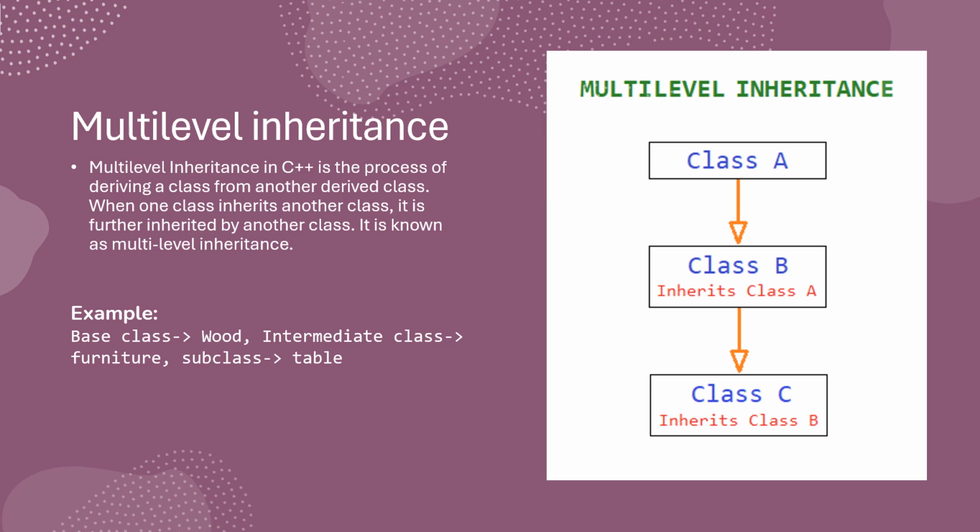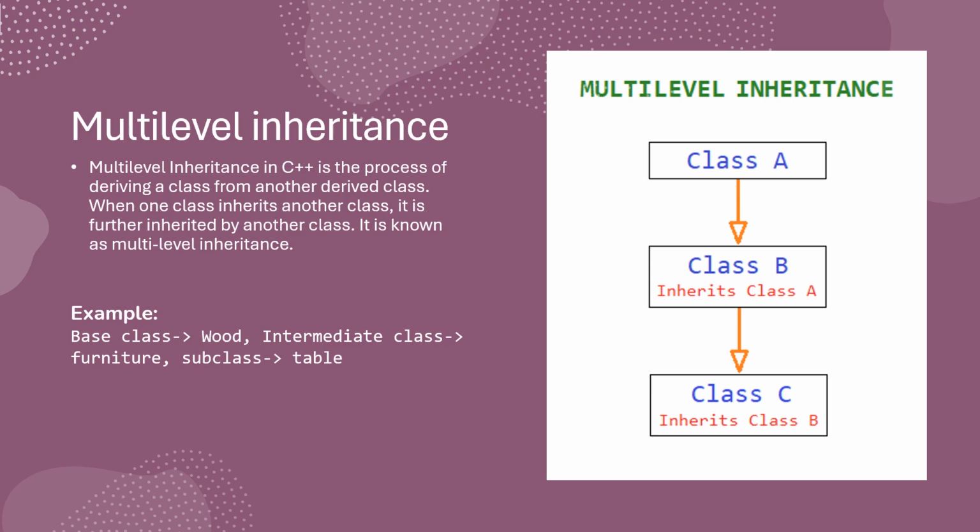Next is multi-level inheritance. What is multi-level inheritance? Class A is a base class, class B is inherited from class A, and then class C is inherited from class B. That is, it is derived from a derived class. A class derived from a derived class is multi-level inheritance.